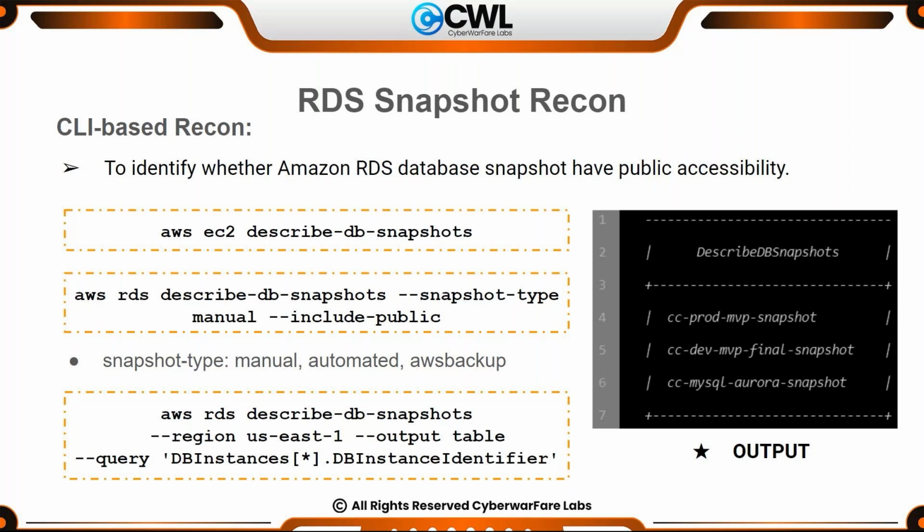So next, upon the list we have the third command, which retrieves information about the RDS databases in the specified AWS region. Additionally, due to the --output option, we are getting all the snapshot IDs in a tabular format, as depicted in the screenshot. In the second command, you can also choose some other snapshot types such as automated and AWS backup as well.